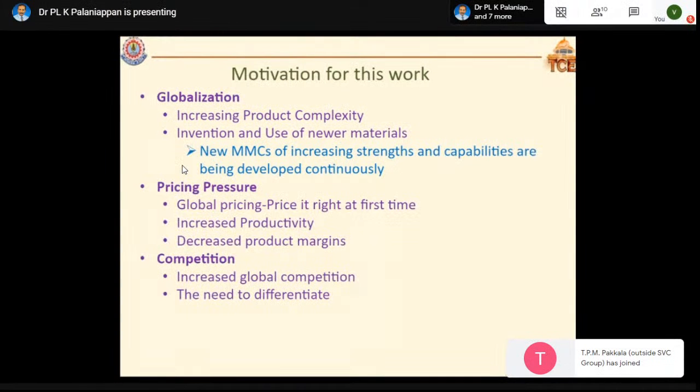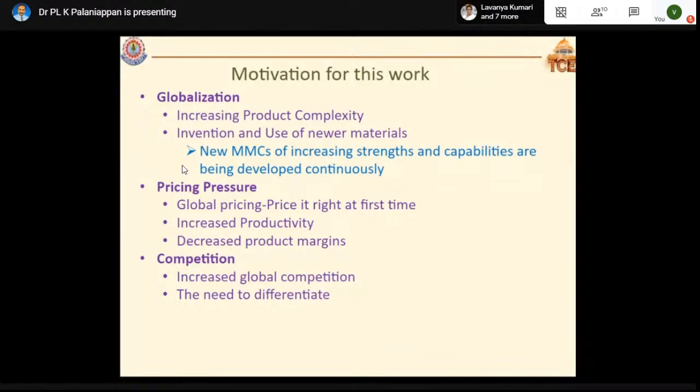So what is the motivation for this work? The motivation behind this work is globalization. We all know that with globalization and the open market, product complexity is increasing. People are coming out with very complex products. The products have very complex mechanisms and are very compact in size. When compactness comes, we have to take care of the weight also. So they want to reduce the weight, but at the same time they don't want to trade off their strength. They want less weight and more strength. Strength to weight ratio, we technically call it.